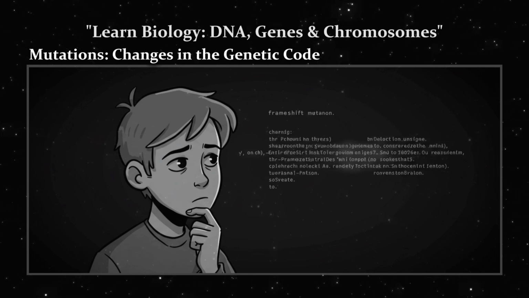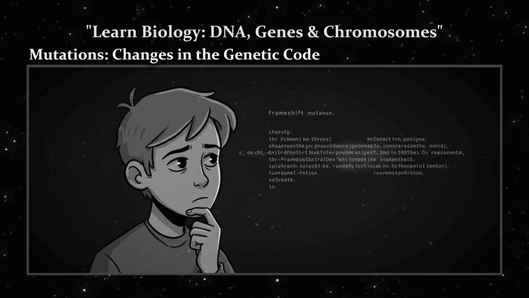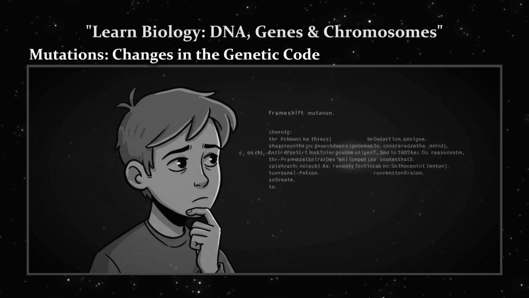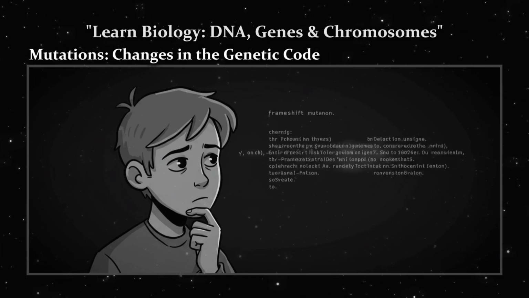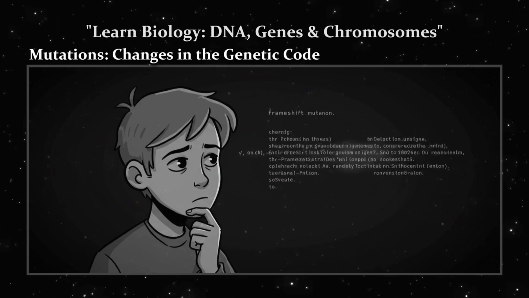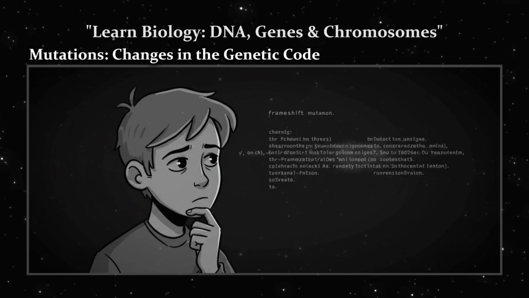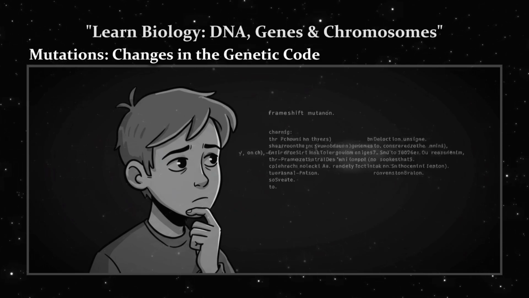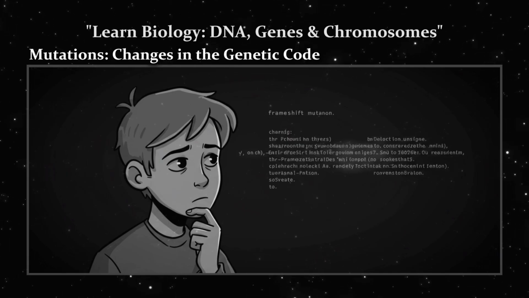The consequence of a point mutation depends entirely on what was changed and where it was changed. Let us look at the potential effects. First, consider the substitution. What happens when one letter in one codon is swapped? Sometimes, nothing at all. This is called a silent mutation. Remember that the genetic code is degenerate, or redundant.